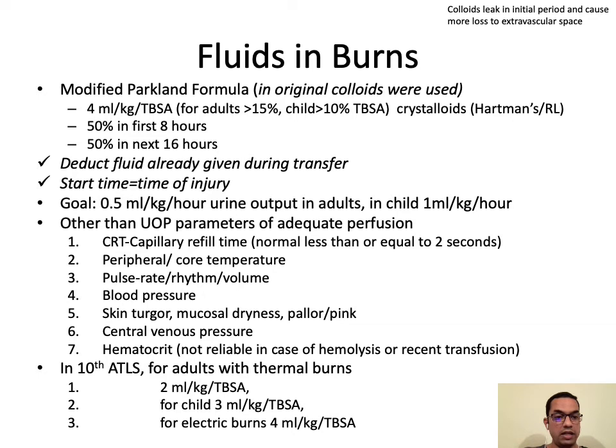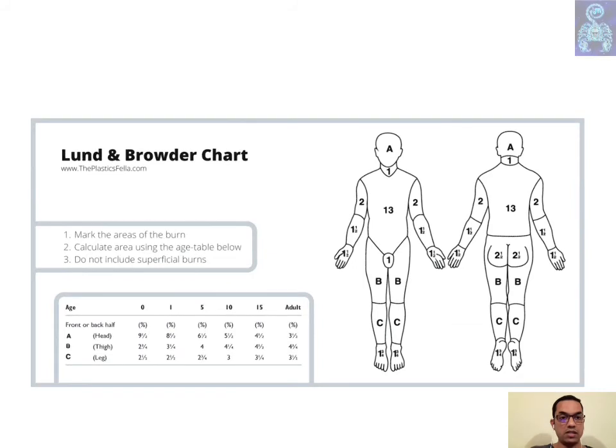Also keep in mind that in the 10th edition of ATLS, for adults with thermal burns, they have recommended that 2 ml per kg per percent total body surface area of burns should be the ideal amount of fluid to be given. For a child it is 3 ml, and for electric burns it is 4 ml, and also for electric burns you have to maintain the urine output in the range of 2 to 3 ml per kg per hour, because you need to prevent myoglobinuria and renal failure in these cases.